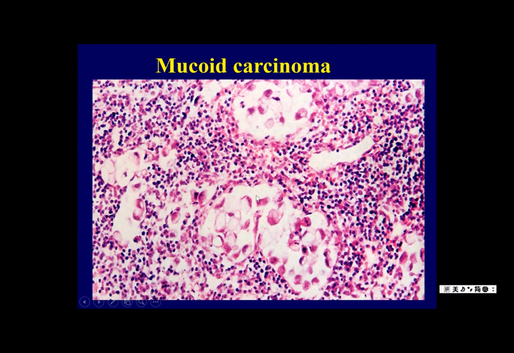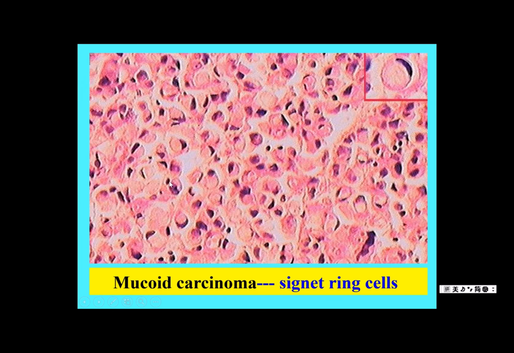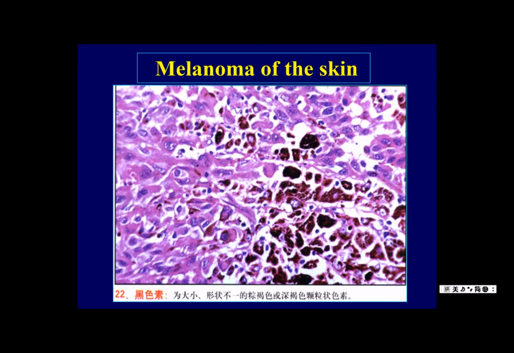This is the malignant tumor cell. In the cytoplasm, we can find the mucus. This is another slice. This is the mucus in the cytoplasm. This is the nucleus. The nuclei are eccentric. So we call this the signet ring cells. This is the melanoma. In the cytoplasm, we can easily find the melanin.